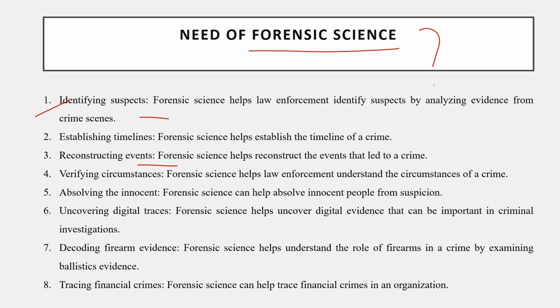Next, to decode firearm evidence. Forensic science helps understand the role of firearms in a crime by examining ballistic evidence. For example, analyzing a bullet case, gunpowder residue can identify the weapon used. Next, we have to trace financial crime. Forensic science can help trace financial crimes in an organization. A forensic accountant can solve fraud and embezzlement cases by analyzing the records to uncover the truth. So friends, these are some ways forensic science is needed by the law.